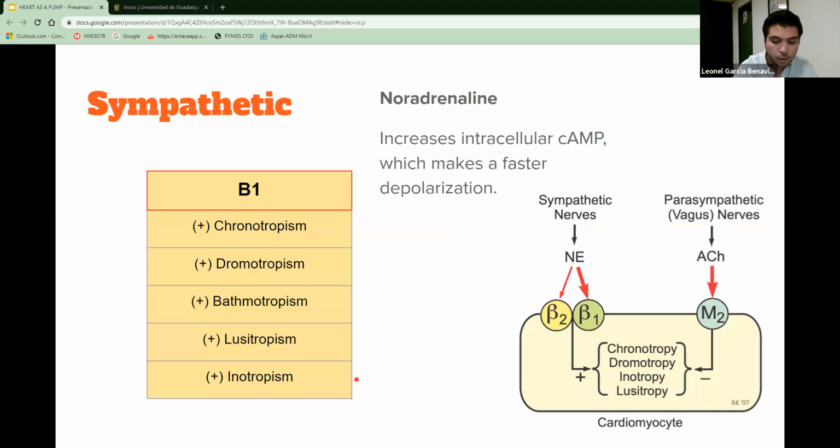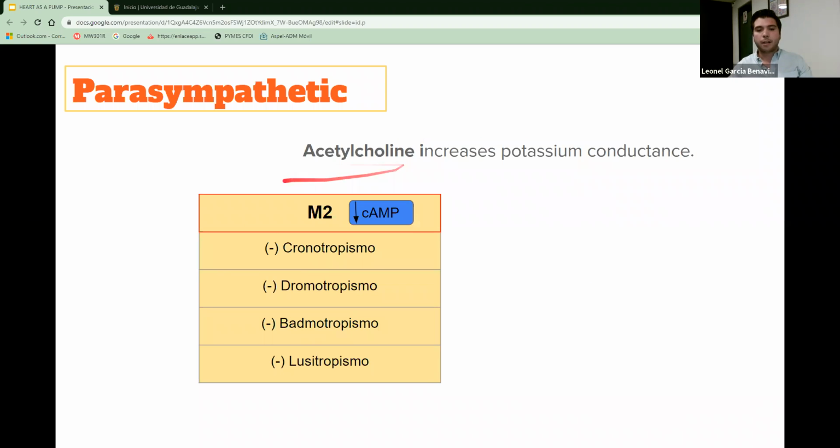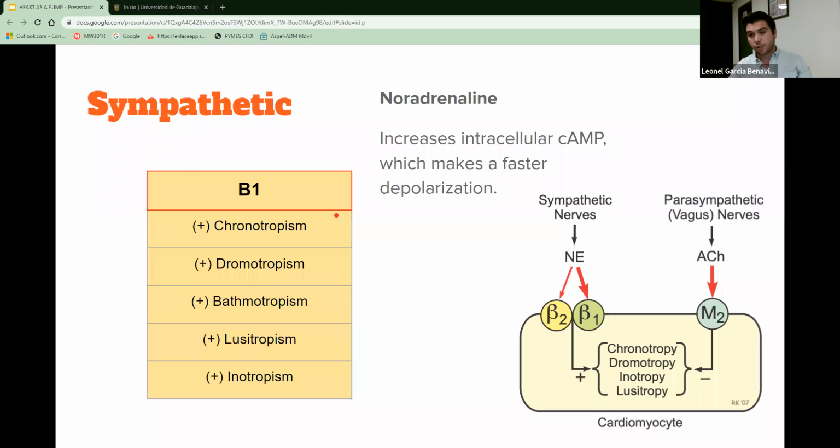And on the other hand, we have sympathetic stimulation. Sympathetic stimulation is going to work through noradrenaline. This, on the opposite hand, is going to increase intracellular cyclic AMP, and it's going to make the depolarization go faster. Which receptors are going to be stimulated in the sympathetic intervention? Well, we know noradrenaline works on the beta-1 receptors, and acetylcholine works on the muscarinic type 2 receptors.